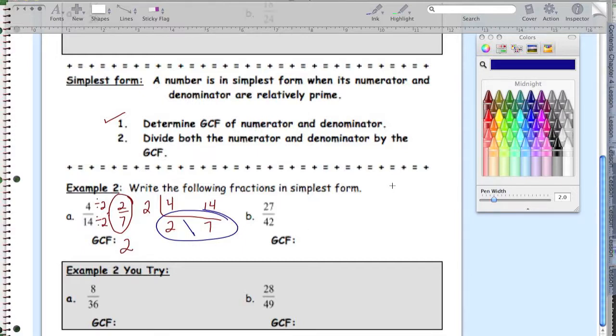27 and 42. What goes into both of these? Well, 3 does. 3 goes into 27 9 times. 3 goes into 42 14 times. So we can tell already that our simplified fraction is going to be 9/14. But if we were not to know that, we would divide both by 3. 27 divided by 3 is 9. 42 divided by 3 is 14. And we have our simplified expression.